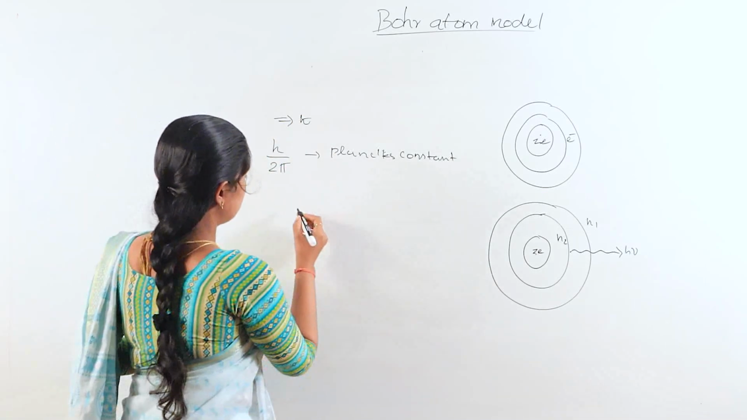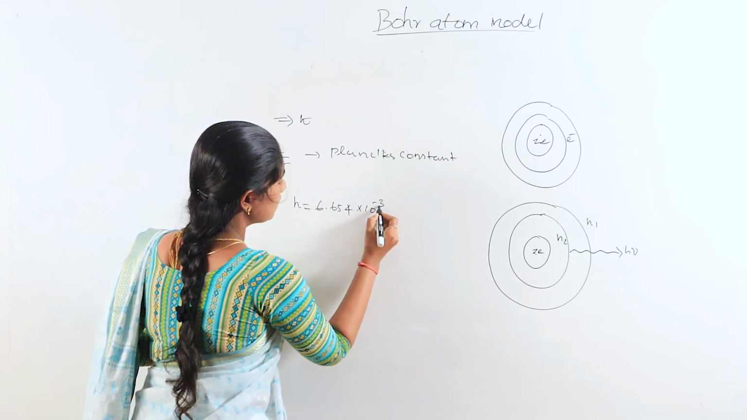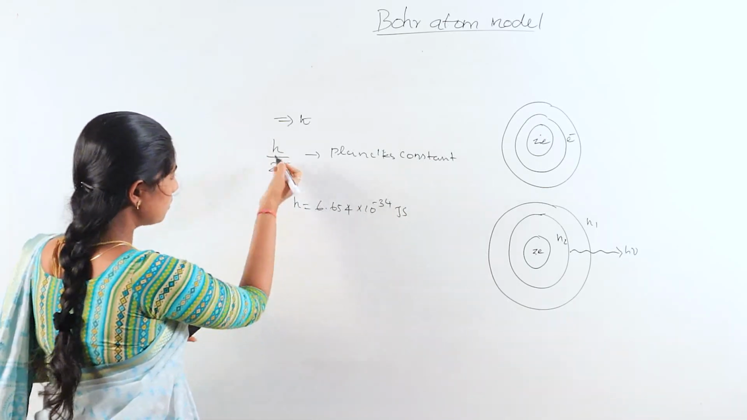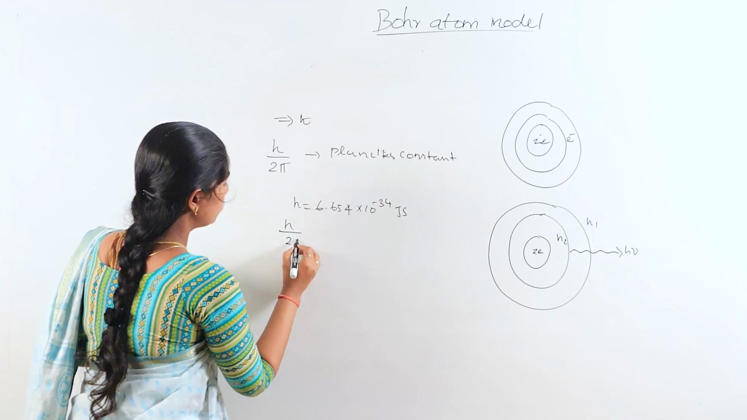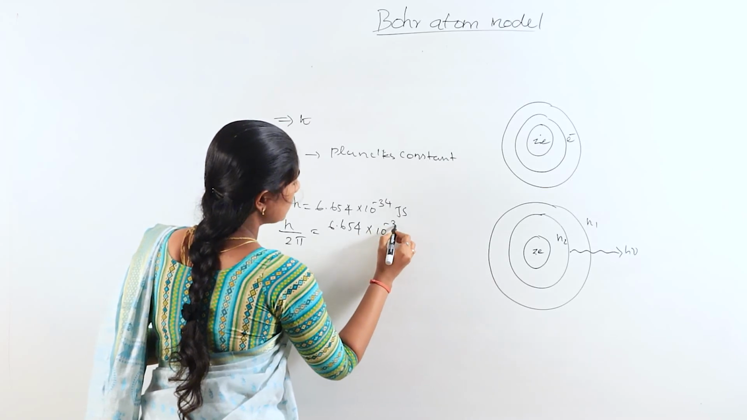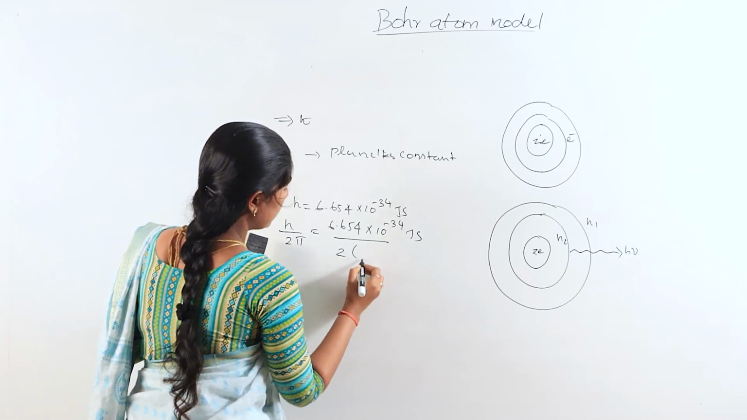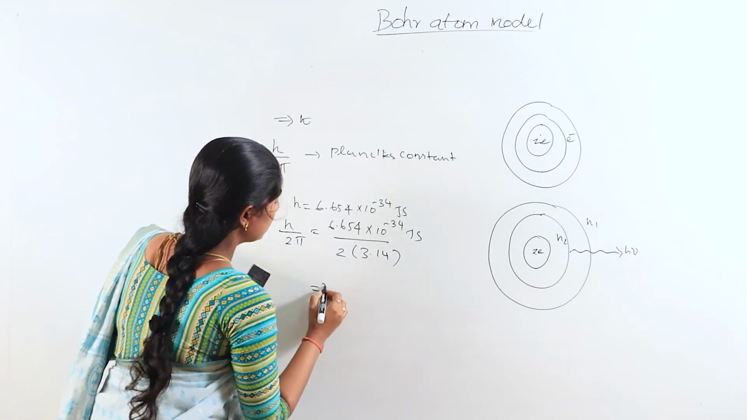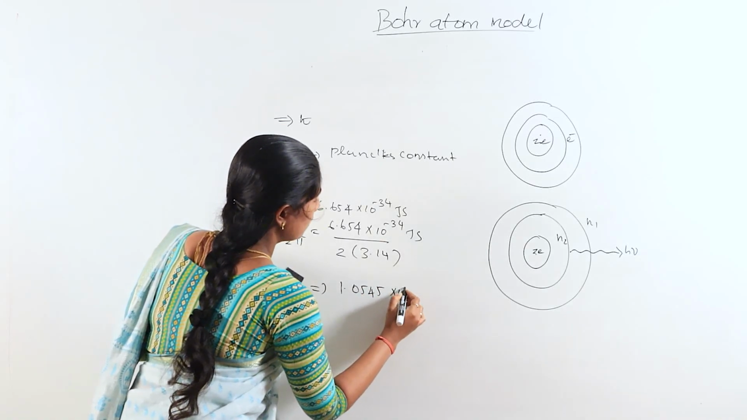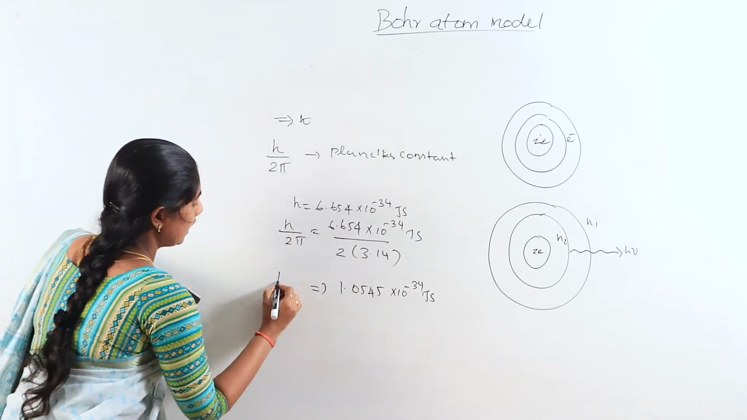The value of h is 6.654 into 10 to the power minus 34 joule second, and we can apply this value in the equation h divided by 2 pi. So 6.654 into 10 to the power minus 34 joule second divided by 2, and we know the value of pi, 3.14. So finally we get 1.0545 into 10 to the power minus 34 joule second. This is the integral multiple h cross.